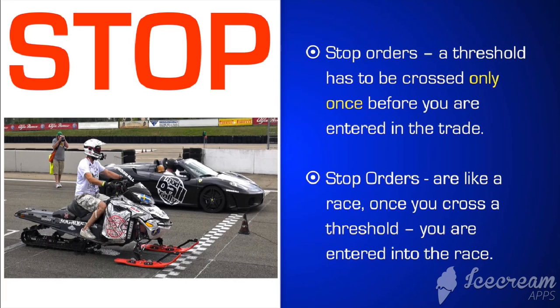You see this picture that I have, where you've got this motorcycle ski looking thing and a car. Right before they cross this line, they're not in the race yet. They're not in the race until after they cross the threshold. Or think about track runners. They're always behind a line, on their blocks and behind the line. The moment they cross the threshold, they're in. That is what a stop order is all about. The moment you cross it one time, you are in the trade.